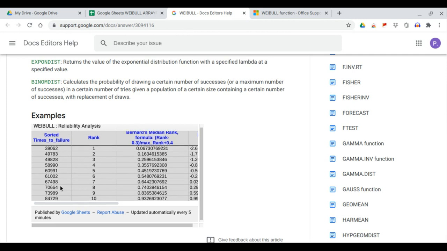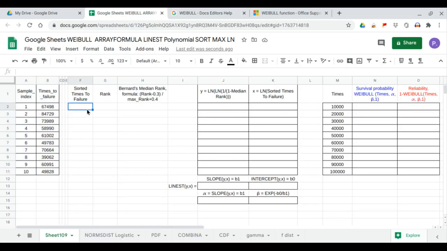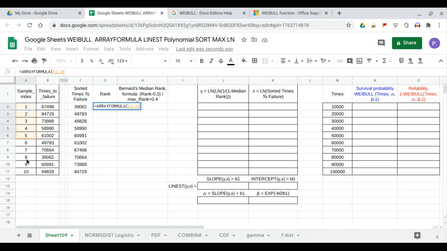So we have sorted the times of failure and changed it to rank. First we sort this, rearranging it from lowest to highest, that is ascending. So array formula, sort of this range. Now that it is sorted, we re-rank it using this sample index. So array formula of the sample index.